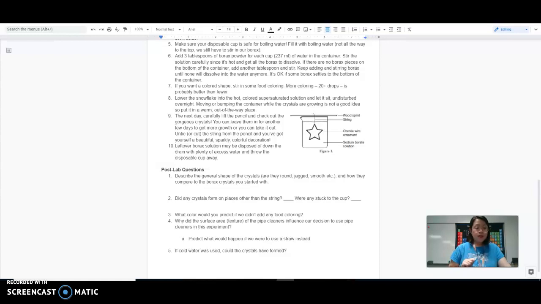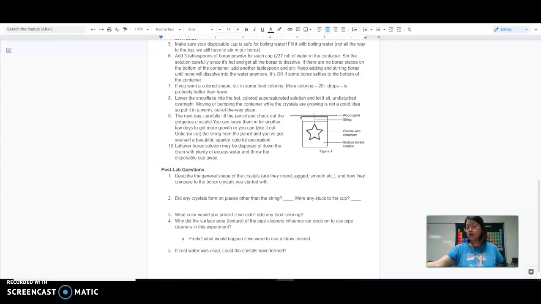Question 4 is asking about the surface area or texture of the pipe cleaners and why that influenced our decision to use those instead of something smoother like straws. With the pipe cleaners, they have a higher surface area. That means that there's more places for the crystals to settle and precipitate out onto. So we're making more crystals by having more space for the crystals to form by using the pipe cleaners.